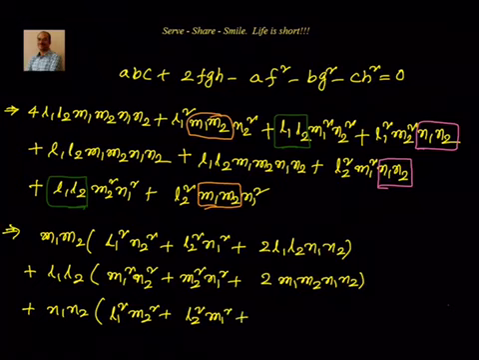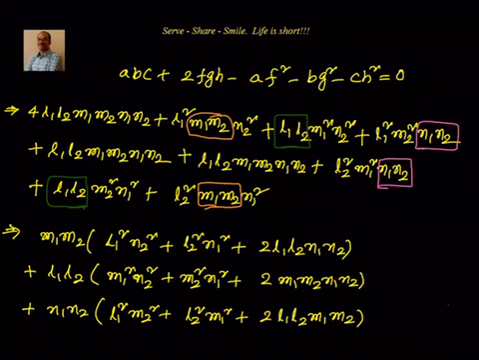If I take N1 N2 out from this thing, I will be left with L1 L2 and M1 M2. So I can write down that 2 L1 L2 M1 M2. So this is how we can simplify this.